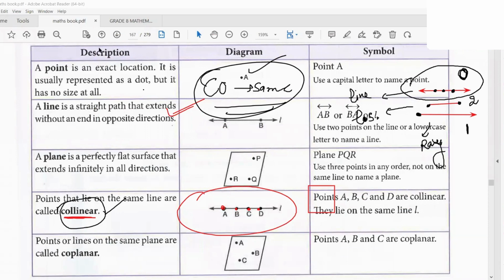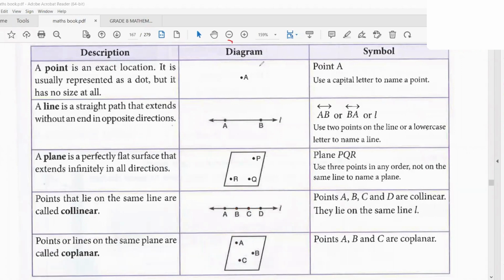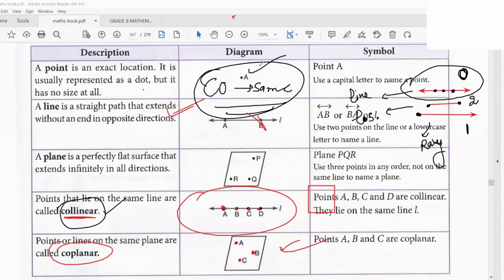Okay, so this is a plane. We have 3 points on the same plane. What do we call them? Collinear? No, collinear is on a line. Here it is a plane, so coplanar. Okay. So whatever we have done till now, is it clear? Any questions?